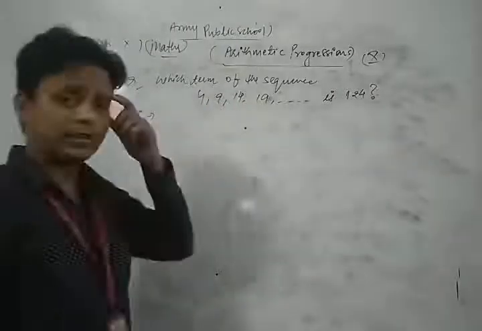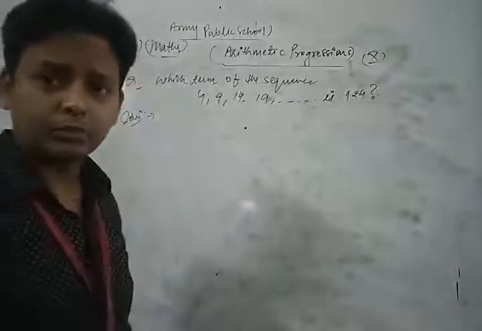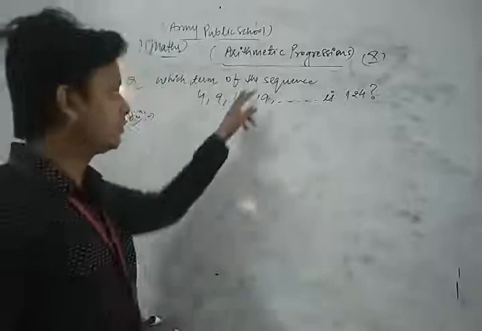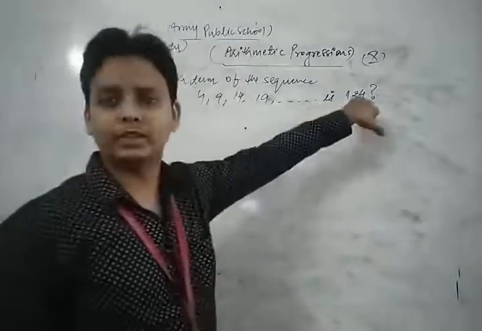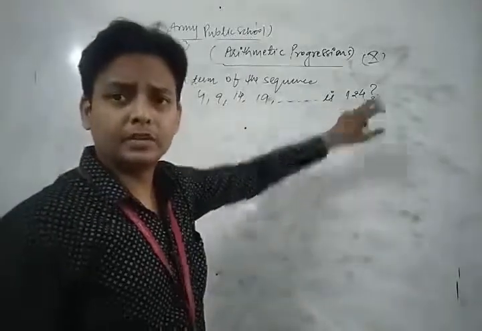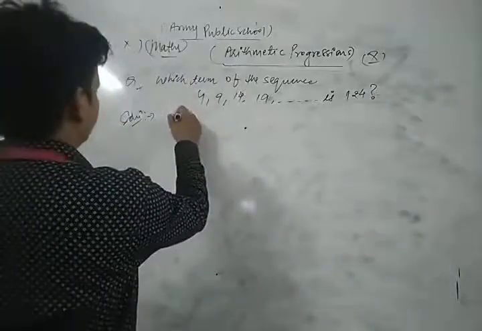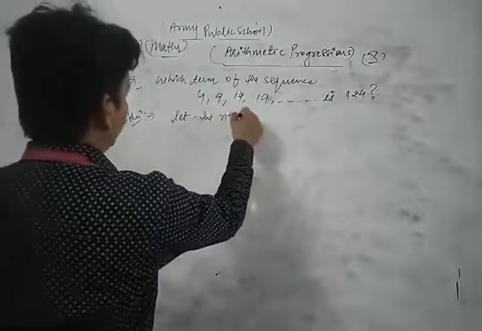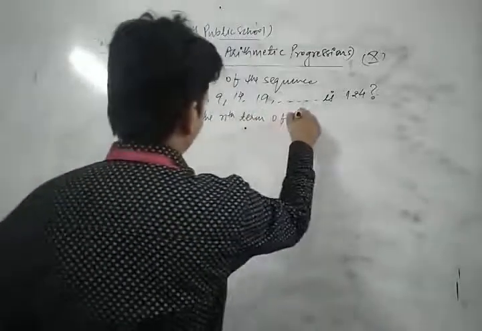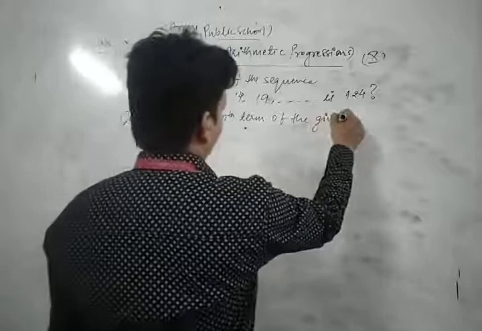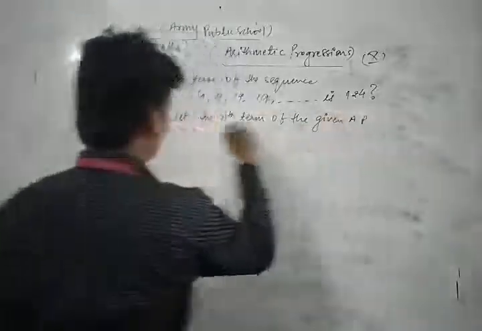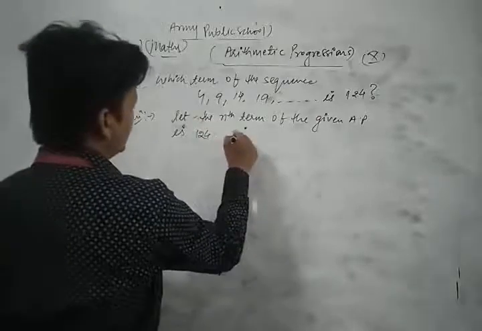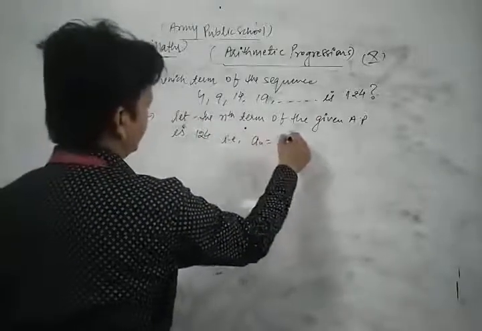Now let's see what is the process to solve that type of question. Here we find the number of terms, that is, which term of the AP this is. In that question, let the nth term of the given AP be 124. That is, A n is given as 124.